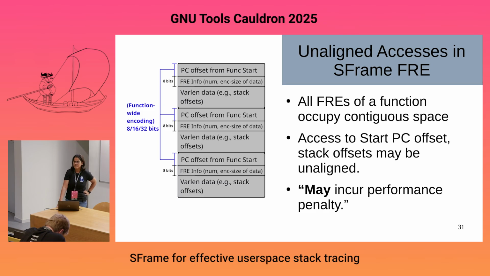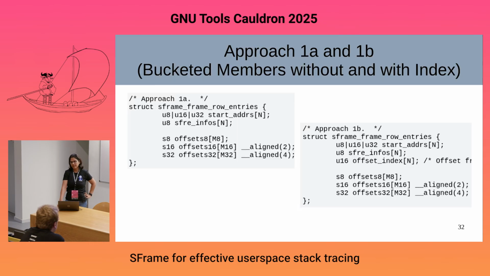So the ask was that these unaligned accesses be avoided, because a stack tracer in the wild may incur some performance penalty: if these accesses are unaligned, some hardware may show a performance penalty. But over time, we have seen that it's not a pathological case for newer hardware. Maybe I skipped this, but in summary, we did explore a few different layouts for FREs.